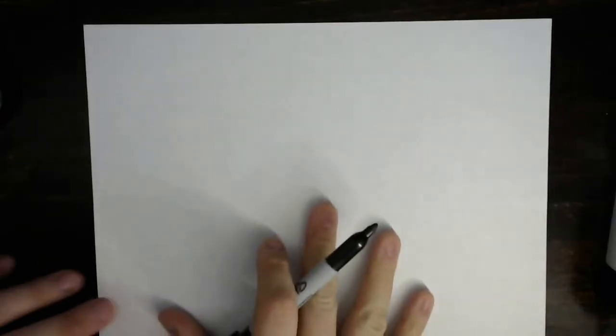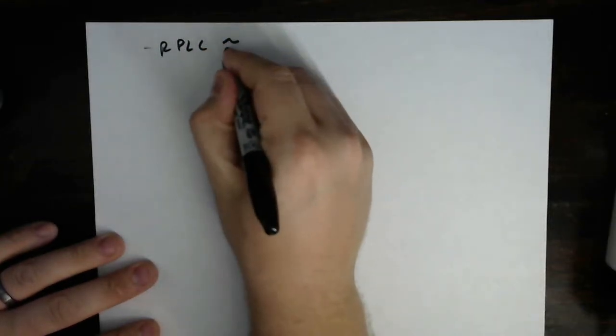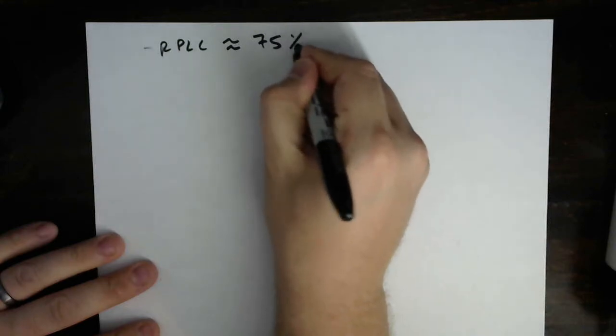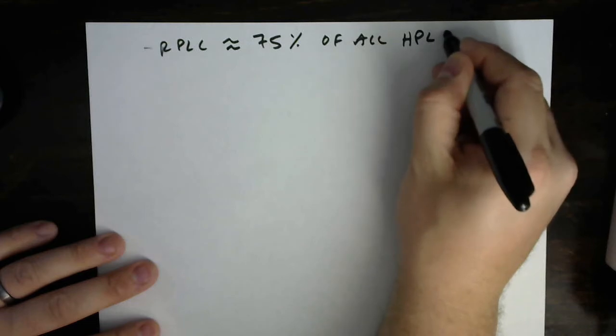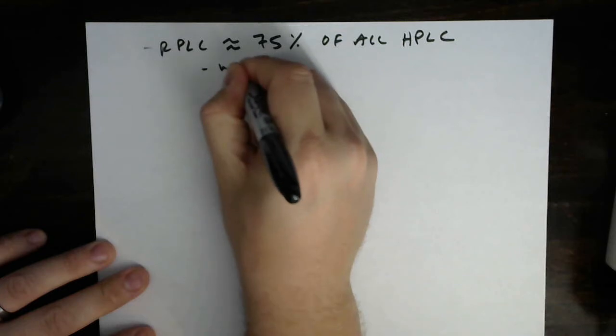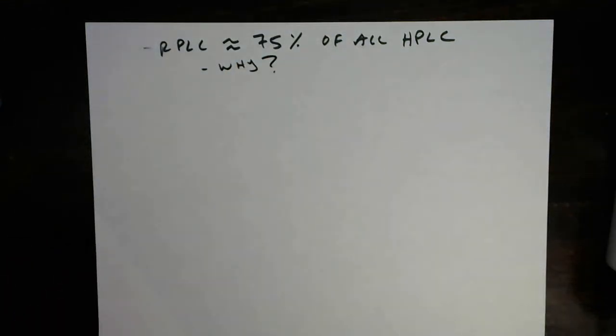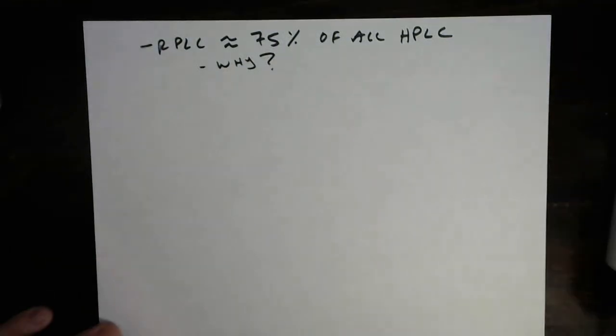Let's keep talking about reverse phase. It's worth it because it's such a common methodology. How common? Reverse phase LC is going to account for about 75% of all HPLC applications that we see in the literature. And it's fair to ask why this would be, right? There's nothing inherent about this that seems like it should work so much better than all the other modes we've talked about, or be more universal. So why does it eat up so much of the literature space?